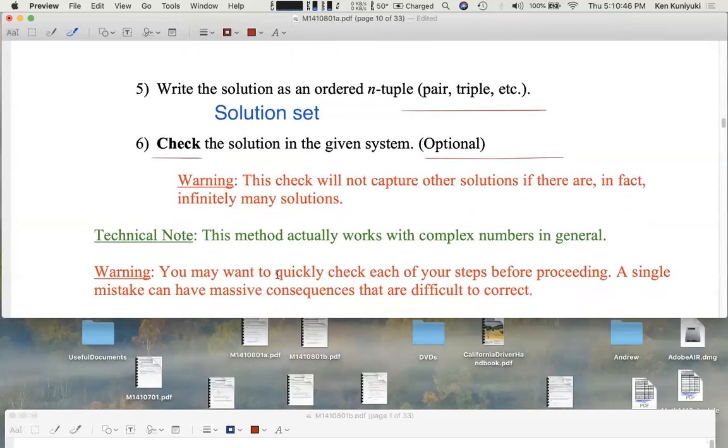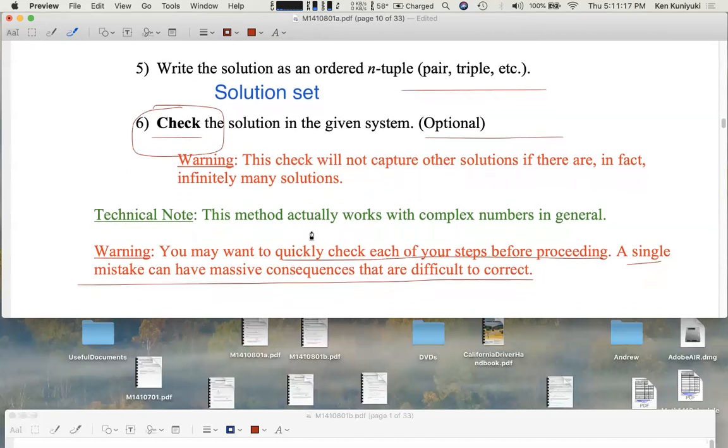Try out the first two problems on the homework. And by the way, you might want to quickly check each of your steps before proceeding. As you'll see, these problems are vulnerable to avalanche effects. Avalanche effects, my term. What do I mean by that? If you make a mistake early on, it tends to snowball. So you might want to check your steps along the way. A single mistake can have massive consequences that are difficult to correct. A check will make you feel really good. Again, you can try the first couple of problems on the homework. We'll do some more examples next time.